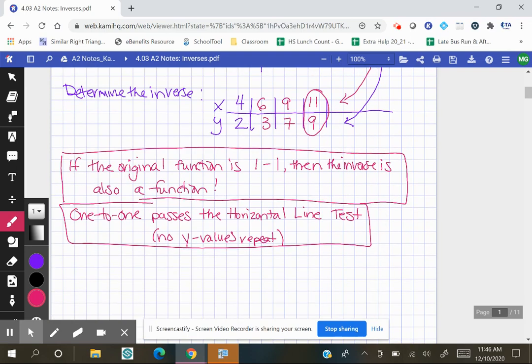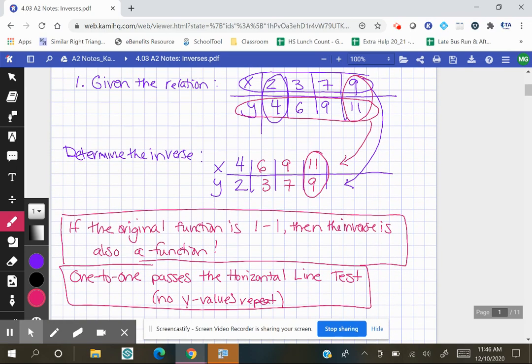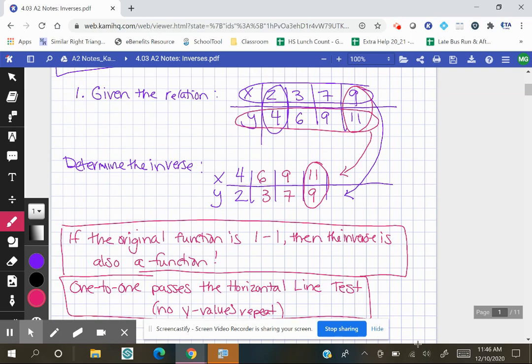Well, hopefully that kind of makes sense, because if you think about it in terms of our tables, if we know this is 1-to-1, that means none of your y values repeat. So 2, 3, 7, 9. None of those repeat for our x's, so we know that's a function. So now if we look at the y values, 4, 6, 9, 11, none of those repeat. Well, those y values are going to become my new x values. So if my y values don't repeat in the original, then they're not going to repeat when they are x values in the inverse.